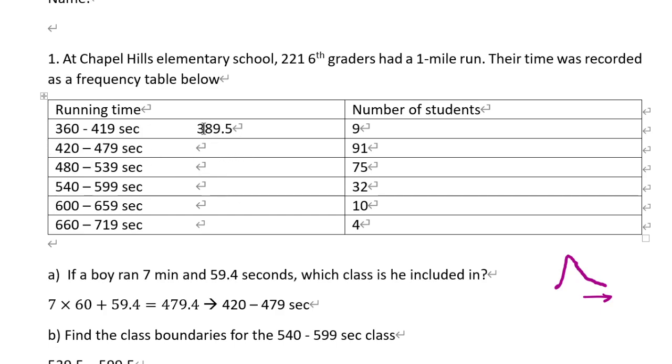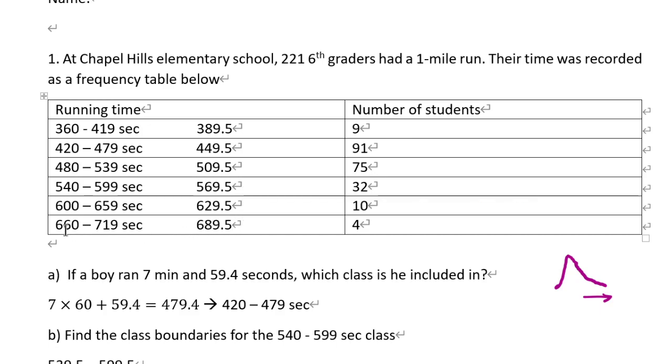Okay, 389.5 plus 60 is 449.5. 449.5 plus 60 is 509.5, then 569.5, then 629.5, and then this would be 689.5.